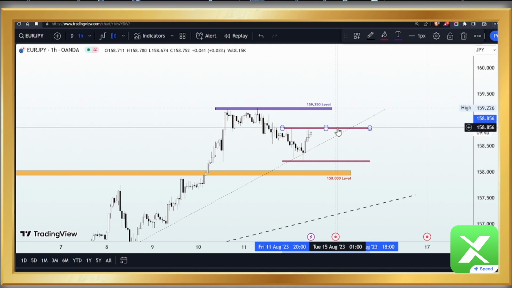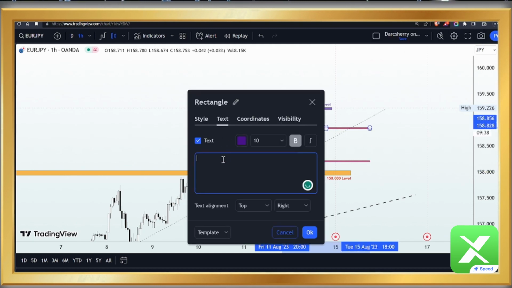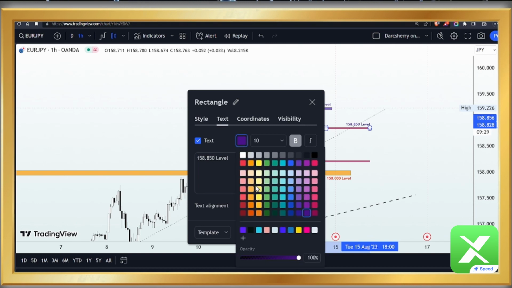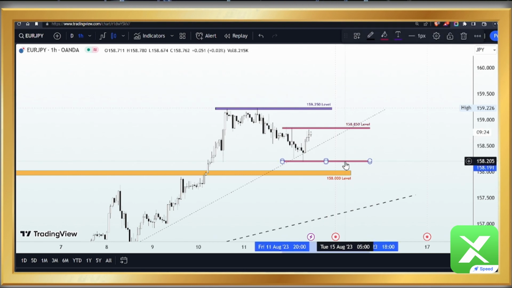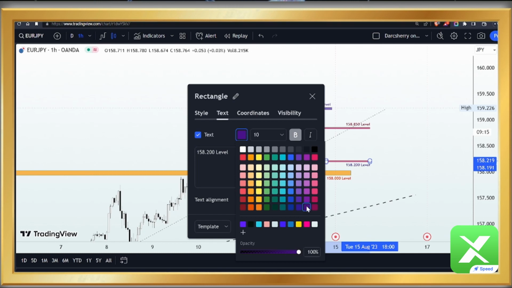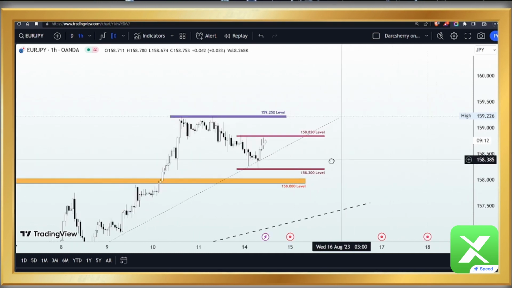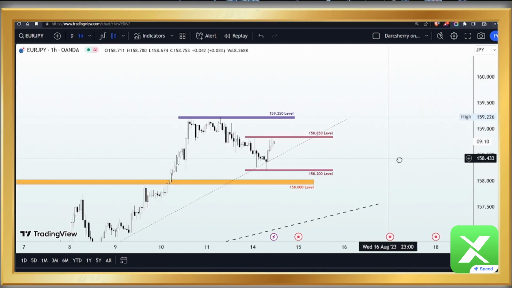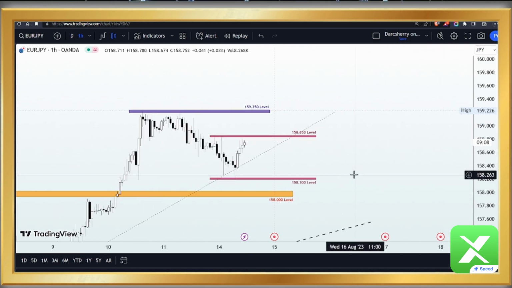So we have the 158.850 level. Please do mark these levels out. They will become important very soon, as you will see as it gradually unfolds. Then we have the 158.200 level, another psychological area considering the round figure of that price. Here we go. So now we have a beautiful flat channel to work with for today.